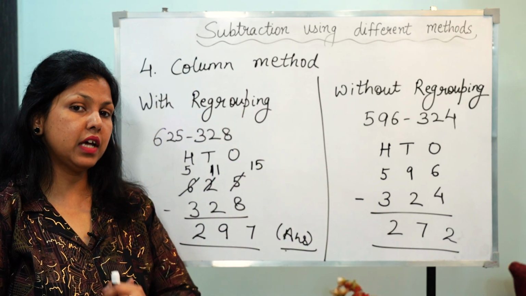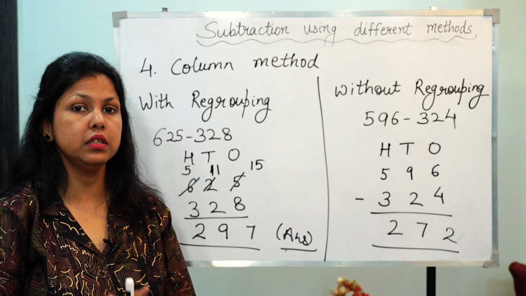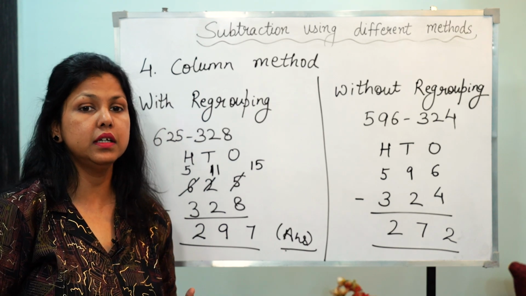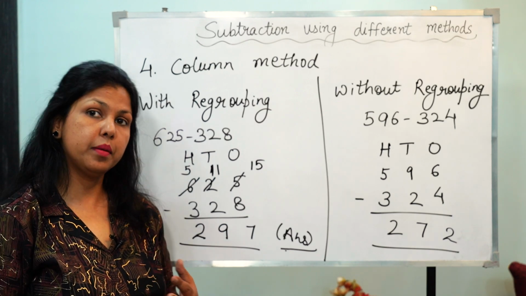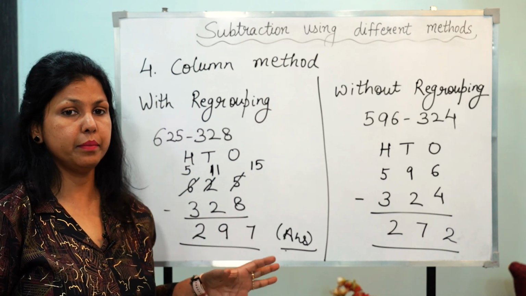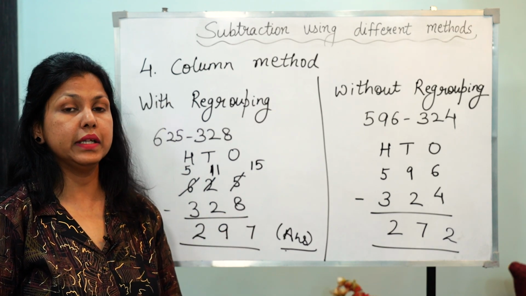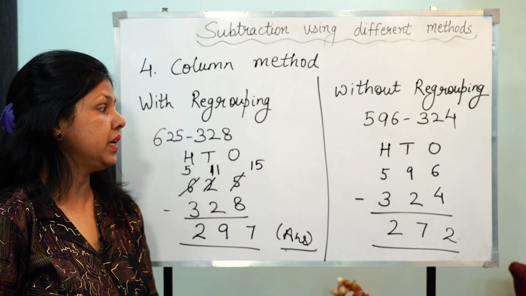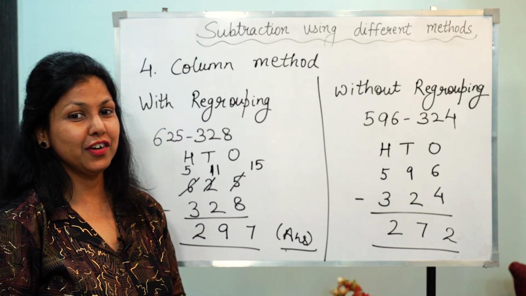So children, we have done 4 methods of subtraction. Subtracting on method, then subtracting using near multiples method. Third we did subtraction on number line and the last one is column method. I hope आपको ये चारों methods समझ आए होंगे. In case you have any doubt, you can write to me and I'll definitely clarify your doubts.